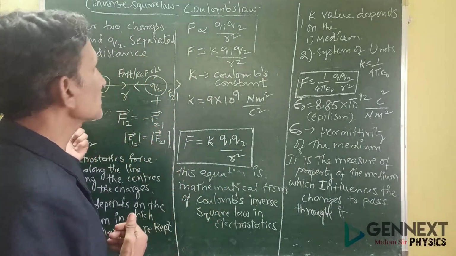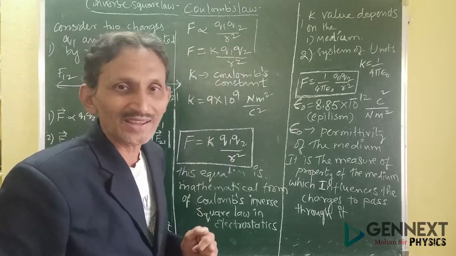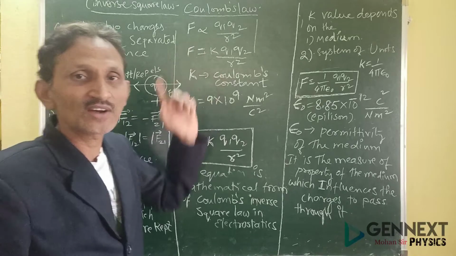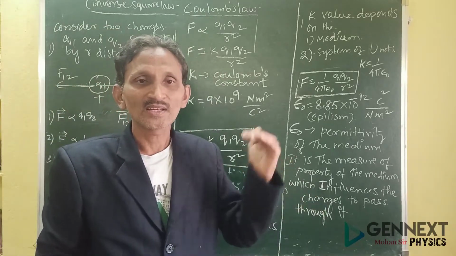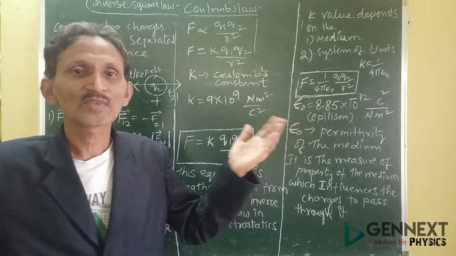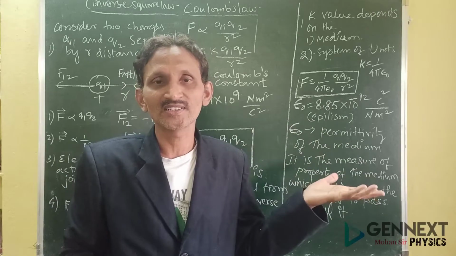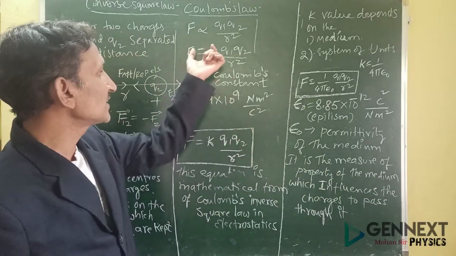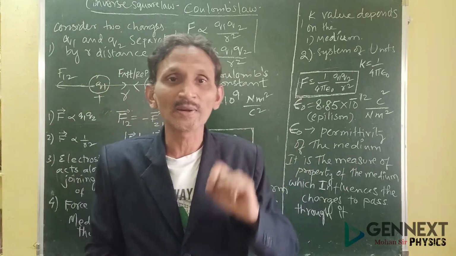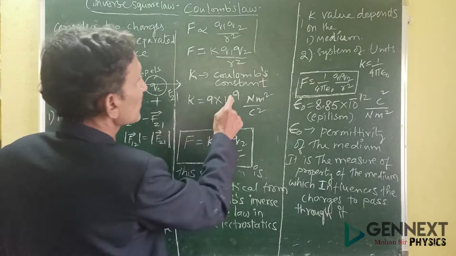Now if you combine these equations 1 and 2, force is directly proportional to Q1 Q2 by R square. Now if you remove this proportionality sign, we have to introduce some other constant, that is K, the proportionality constant. K is called a proportionality constant, or Coulomb's constant, or the electrostatic constant. That constant value was observed by Coulomb experimentally. Experimentally the value is 9 into 10 to the power of 9.